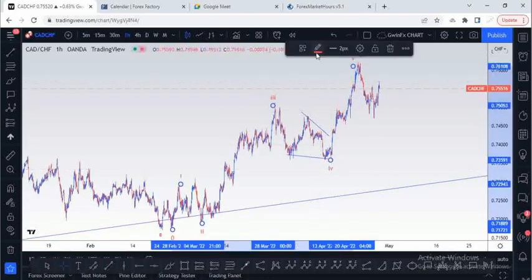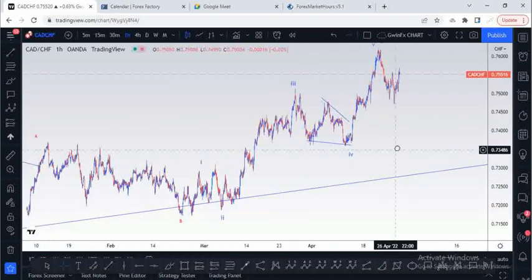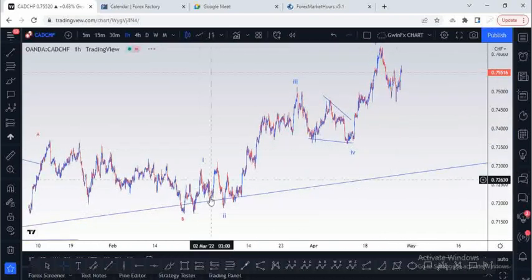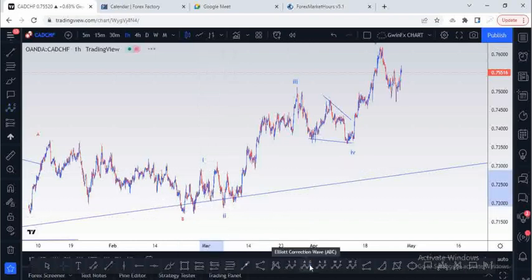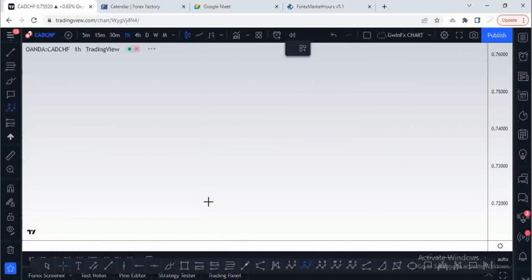I'm going to change this to blue because I want this to be different from the other wave counts. Here we had a little wave structure that we could have labeled maybe an ABC for a wave 2, and you guys know that this fits for that pattern right there.